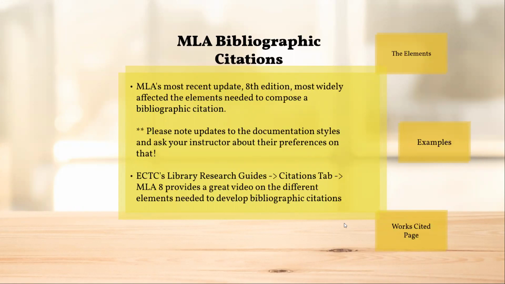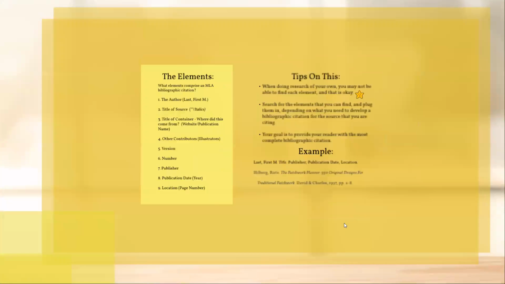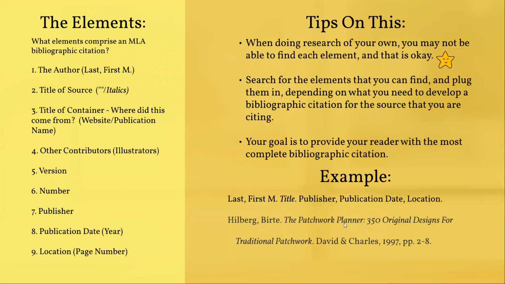But we're going to take a look at some of those in our next slide. So what are the elements that comprise an MLA bibliographic citation? You're going to notice that in this left column, number 1, the author, last, first, and middle initial, is how it will appear in your bibliographic citation.